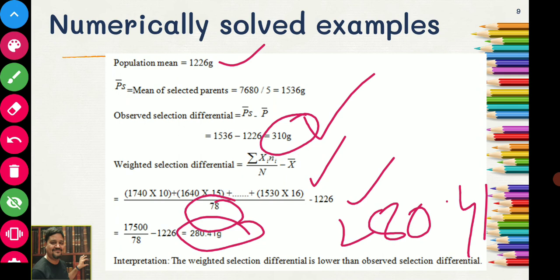So in this lecture, I have covered response to selection, selection differential, weighted selection differential, and genetic gain. I have tried to give you the synopsis of theory and then one or two numerically solved examples. Based on these solved examples, you go and see the various numerical questions provided in your practical manual. You try to solve them, because each numerical question will be unique in its own way.